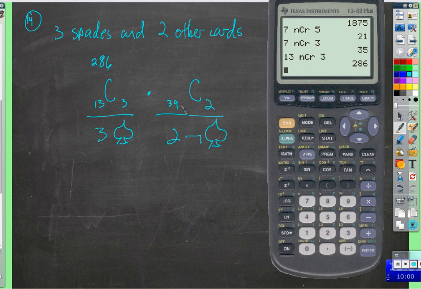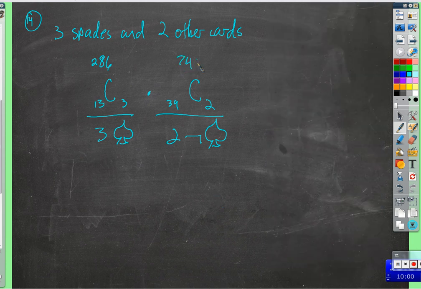All right. How many ways can we choose two not spades? We'll bring this back up and change 13 to 39, 3 to 2. 741 ways. We can choose the ace of hearts and the five of diamonds, and that's one way we could do it. You can tell that would take a long time to count, but we use this formula, this approach, and we get 741.